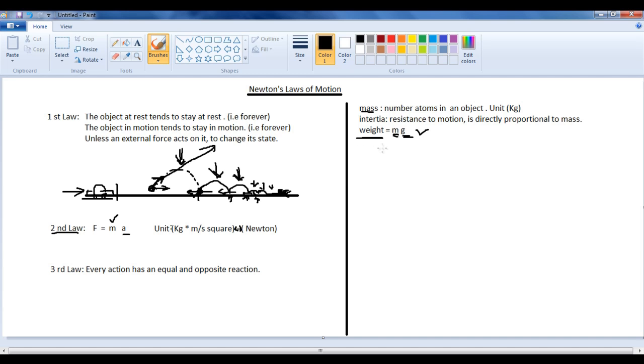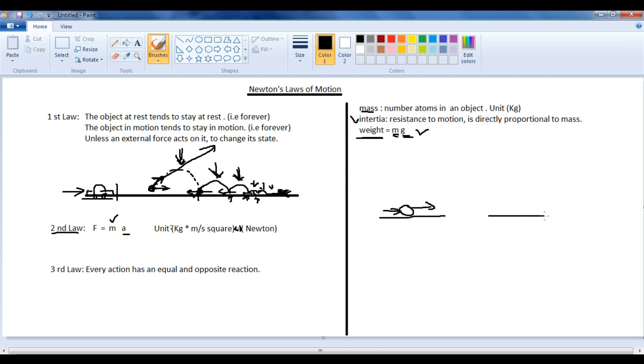Next we have to understand the concept known as inertia. Inertia means resistance to motion. This resistance to motion is directly proportional to the mass. Let us take an example: you have a small stone, and if you apply a force, you need a very small force, or a very less force, to move this object. Right or not? Very less force you need.